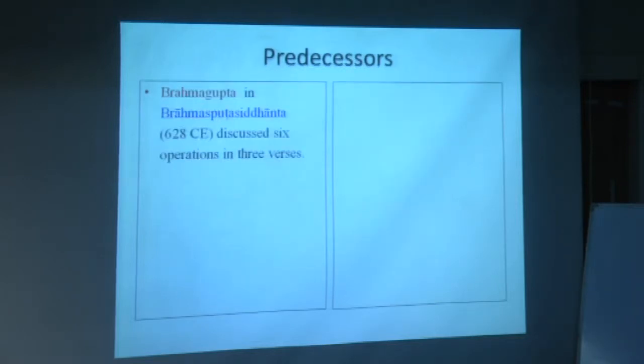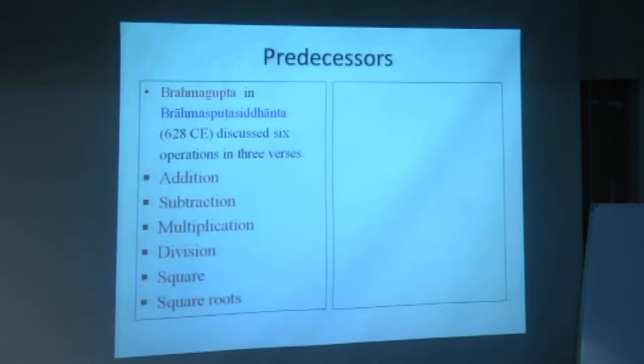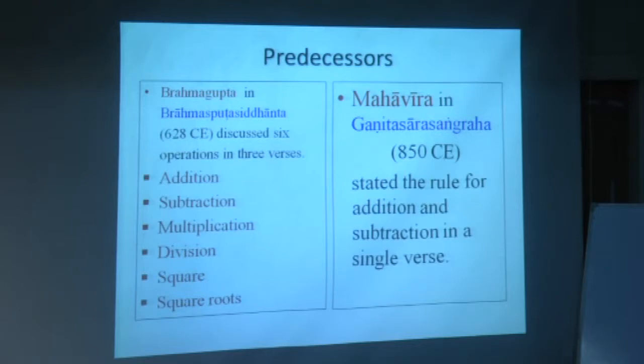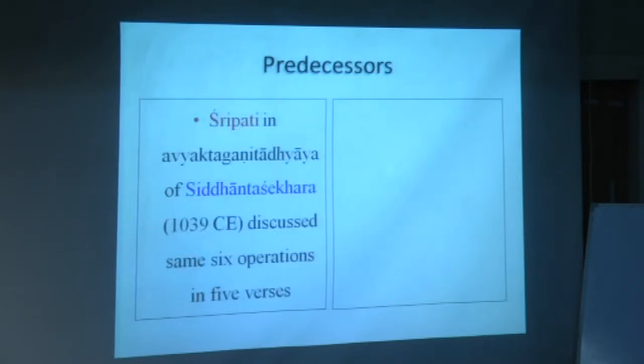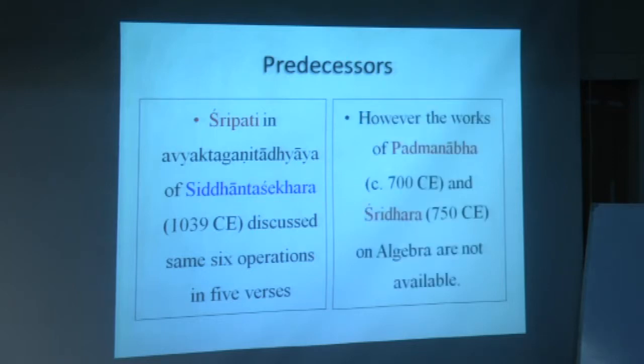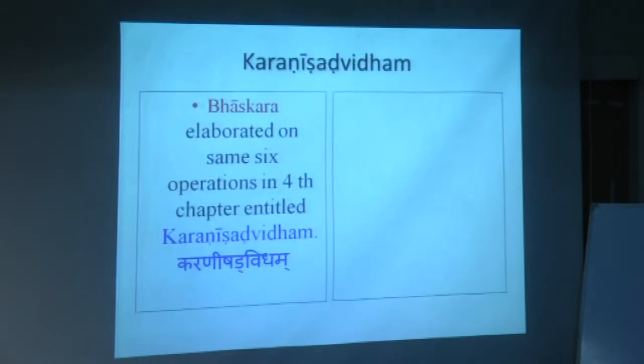In Brahmagupta's Brahma Sphuta Siddhanta, I am purposely saying Sphuta, with the correct pronunciation. Brahmagupta discusses 6 operations in 3 verses. The 6 operations are addition, subtraction, multiplication, division, square and square roots. In Ganita Sara Sangraha, only 1 verse is available, which gives operations on addition and subtraction. Shripati in Siddhanta Shekhara gives 6 operations in 5 verses. And as we know, the works of Padmanabha and Sridhara are not available yet.